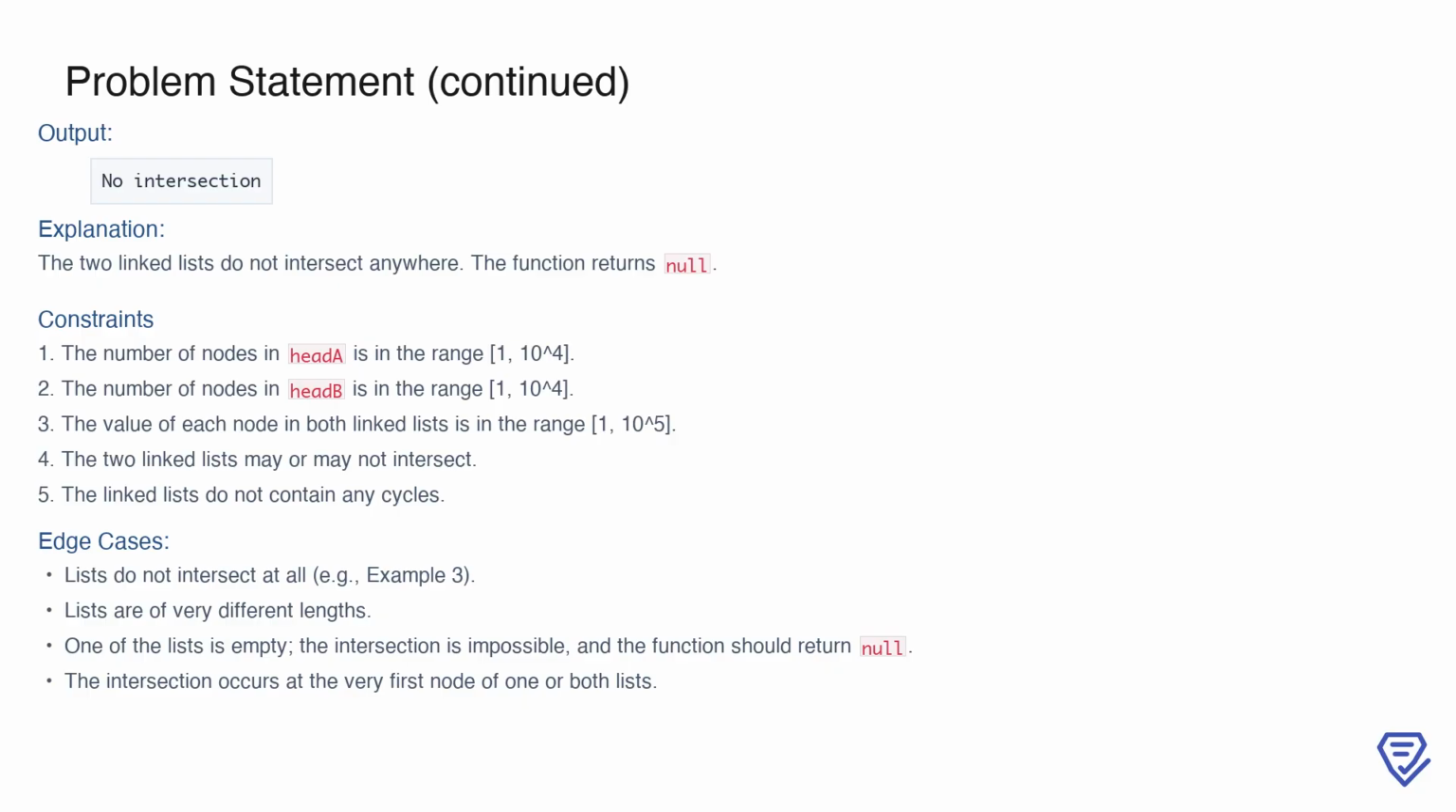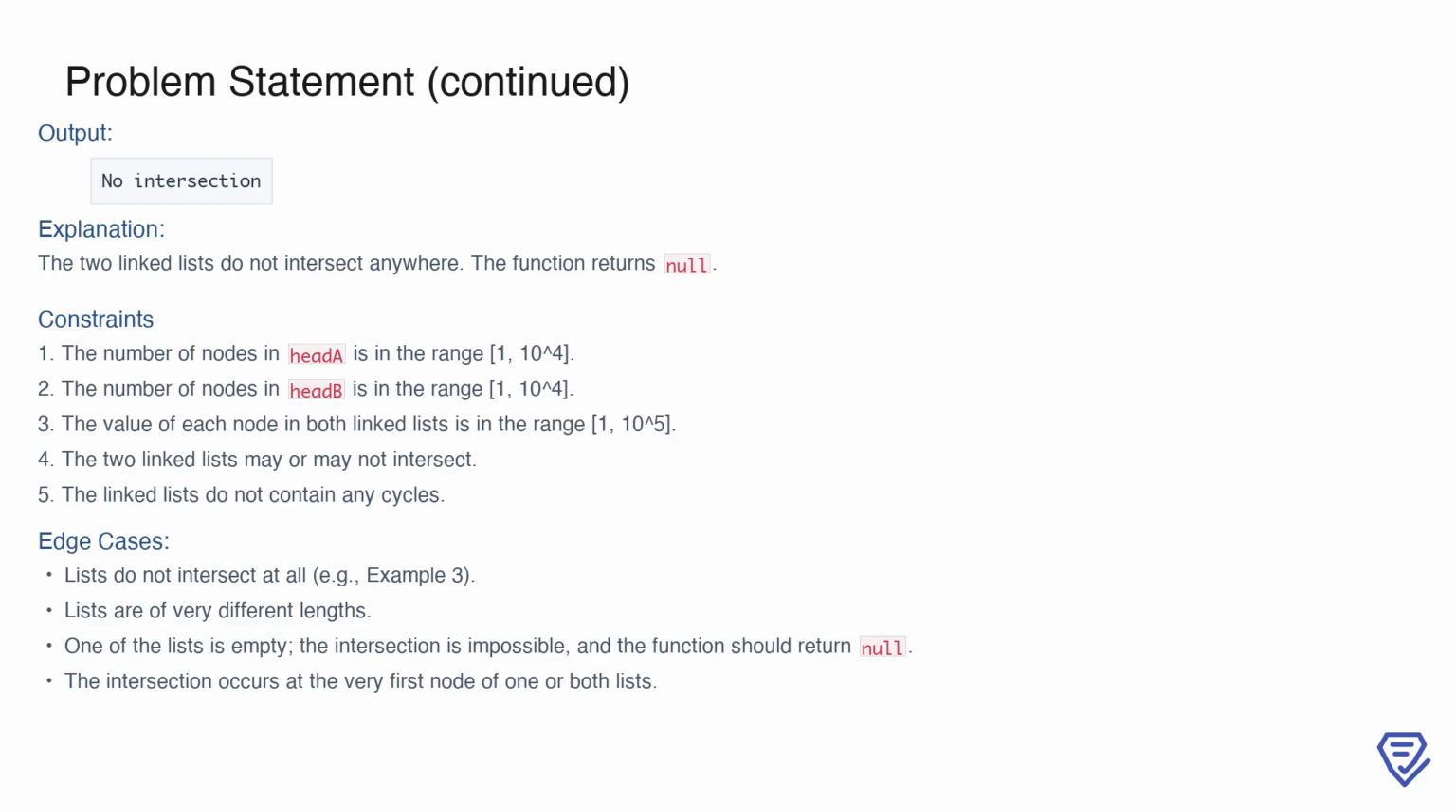Now let's go over some constraints and edge cases. The number of nodes in each list can range from 1 to 10,000, and the value of each node can range from 1 to 100,000. The lists may or may not intersect, and they will not contain any cycles. Some edge cases to consider include situations where the lists do not intersect at all, where the lists are of very different lengths, or where one of the lists is empty, making an intersection impossible.